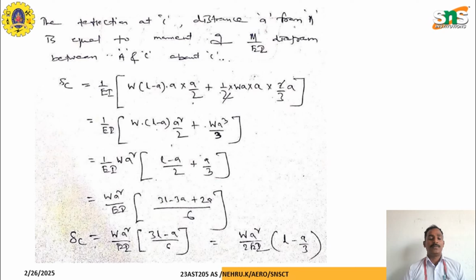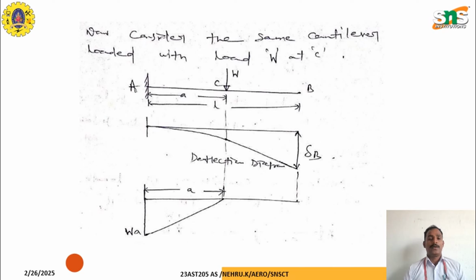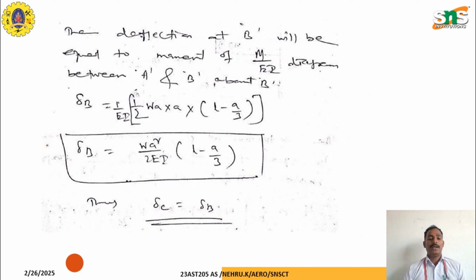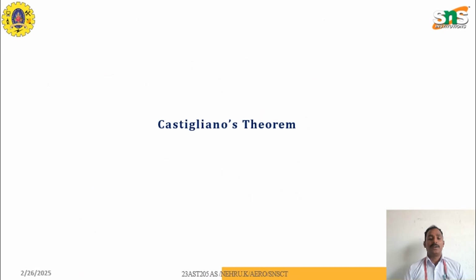From the pure bending equation, the diagram between A and C about the point C gives delta C equal to W a square by 2 EI into (L minus a over 3). Now consider the same cantilever beam loaded with a load W at point C. The shear force and bending moment diagrams will vary, whereas delta B is equal to W a square by 2 EI into (L minus a over 3). So the deflection at C is equal to the deflection at B, which is verified.